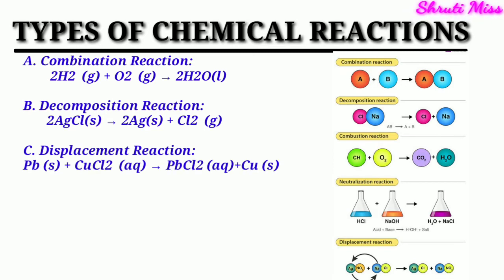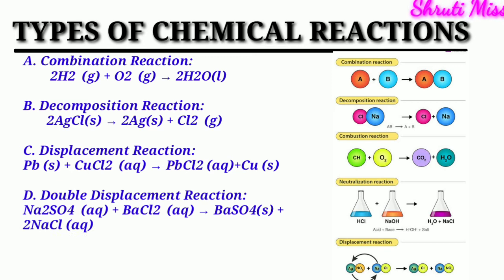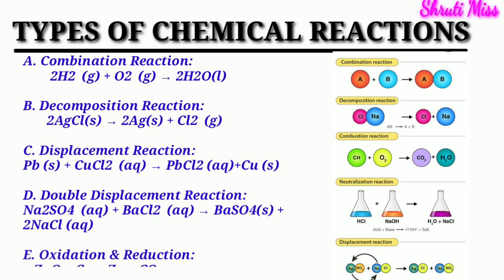The first one is combination reaction. In this reaction we can see that there are two reactants. The first one is A and the second one is B, and both the reactants react and make a single product which is named AB. For example, we can see here hydrogen and oxygen. There are two gases which are reactants, hydrogen and oxygen. After reaction they will make water.